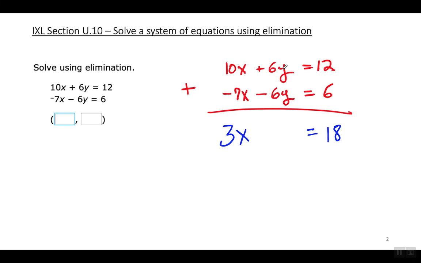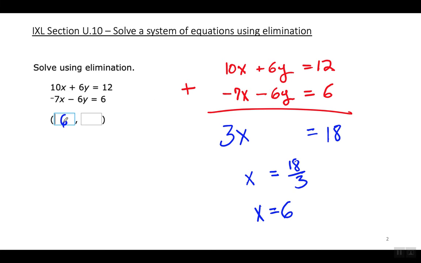Now I eliminated one of the variables, so now I have an equation with just one variable, x, and I could solve for that one variable. X is going to equal 18 divided by 3. So x is going to equal 6. That gives me the first part of my answer, the coordinate for x. Before I continue, you could probably guess what's the next step. But let me just finish it off before I do it in Spanish.